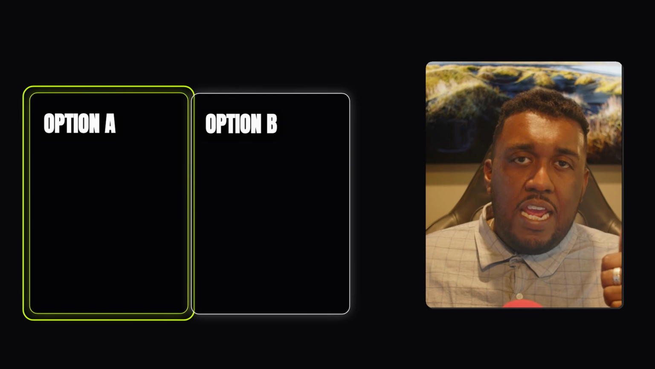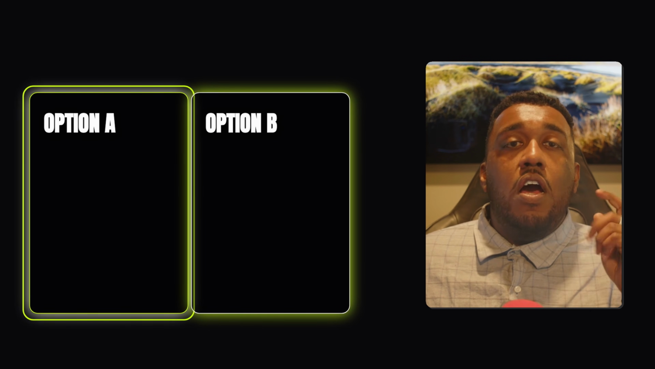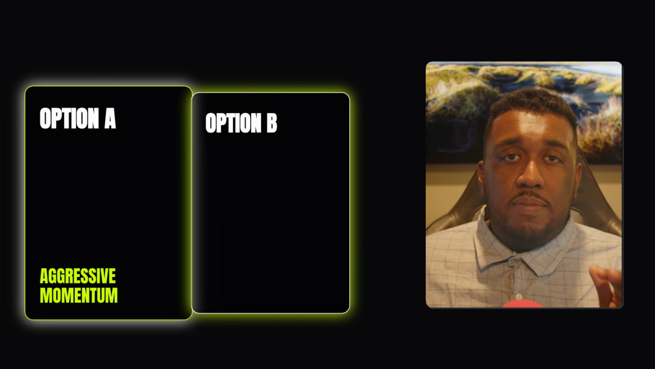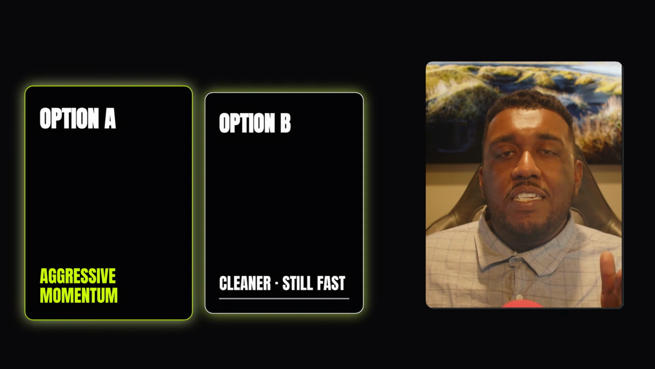So I'm going to put the full settings on the screen for you guys. We got option A and option B for the 5-minute chart here. Option A is going to be your aggressive momentum setup. Option B is cleaner, but still fast.